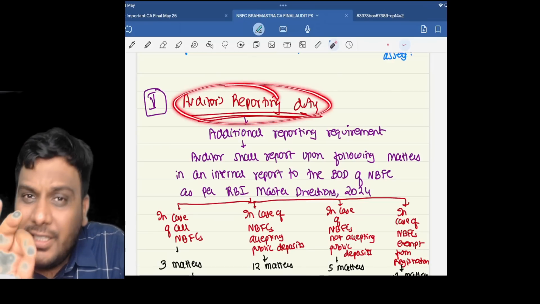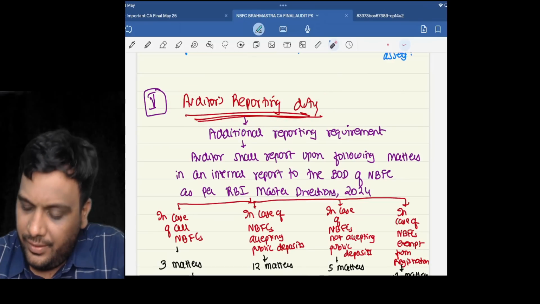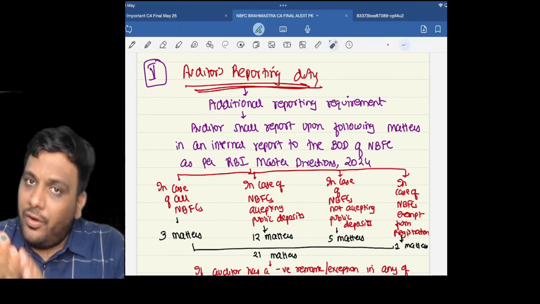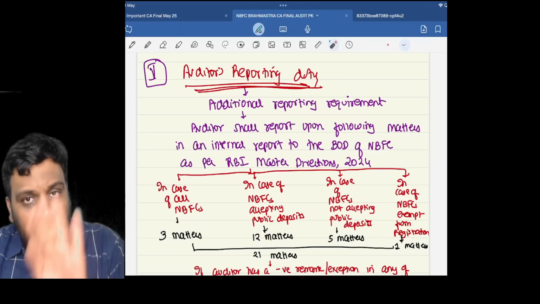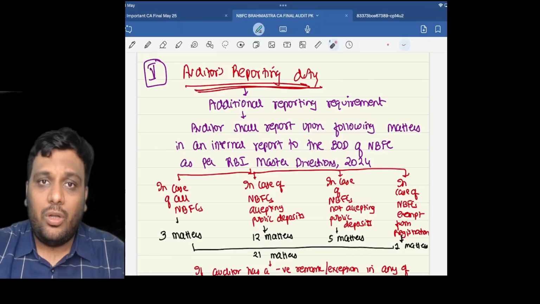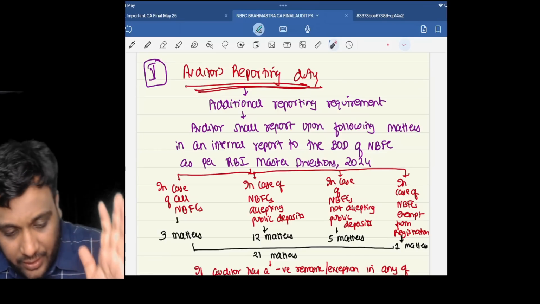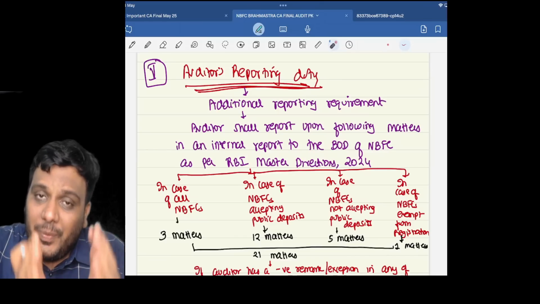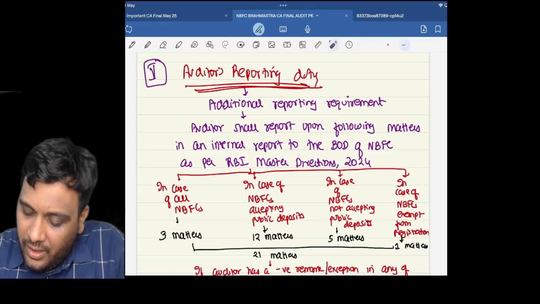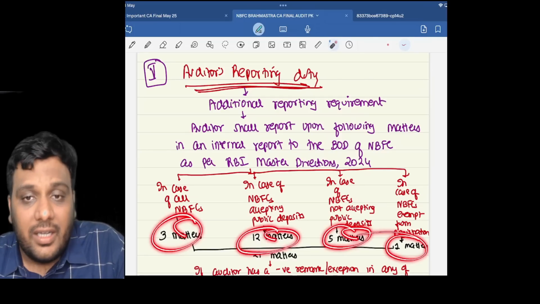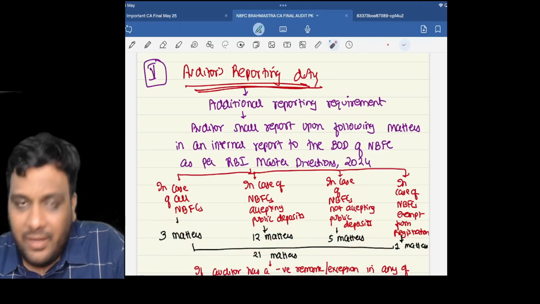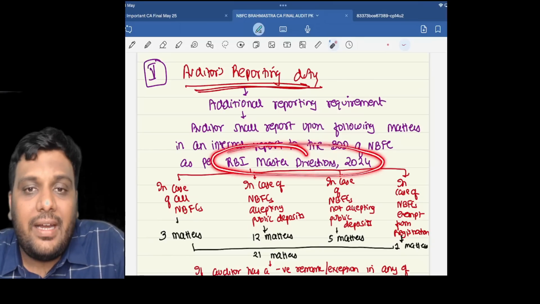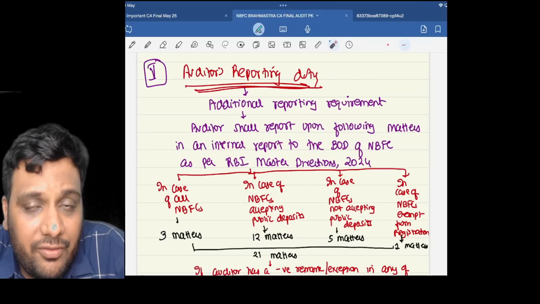Auditors reporting duty. This is very simple. Please stay focused. This is an additional reporting requirement. You are already preparing audit report. In addition to that, you are supposed to prepare a separate report which will be placed in front of board of directors. Special adjustment. In this report, these are the matters upon which you need to conduct inquiry. Total around 21 matters depending on different NBFCs. And these matters are given in RBI Master Directions 2024.